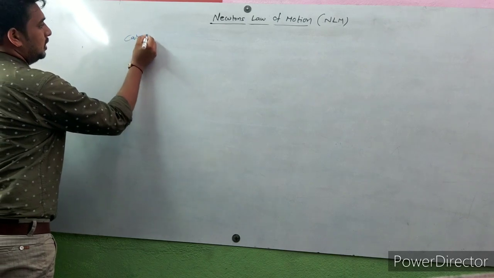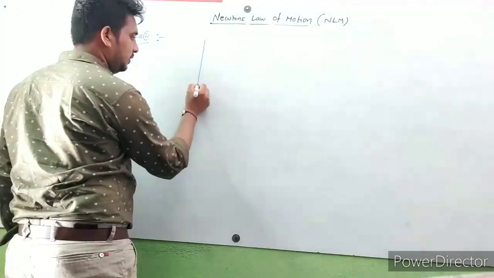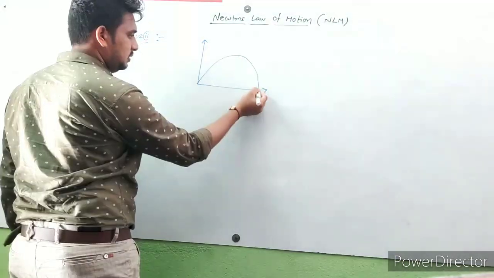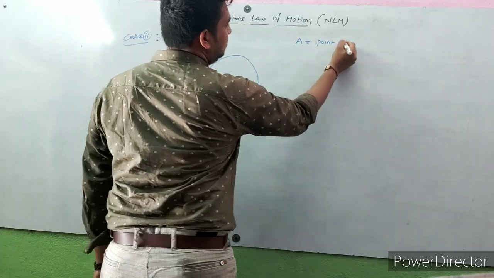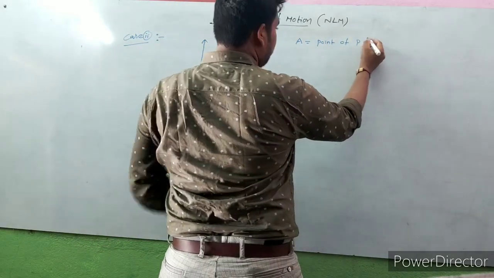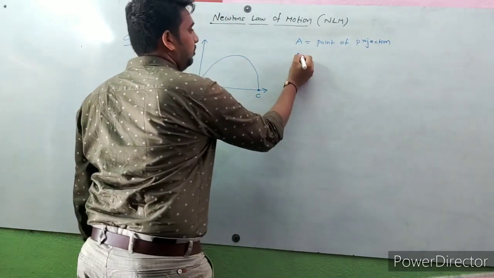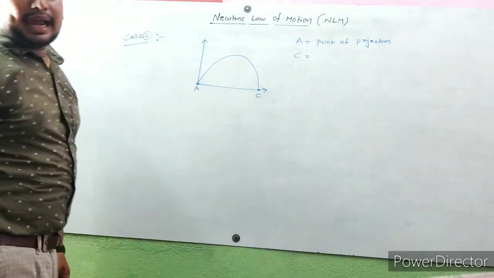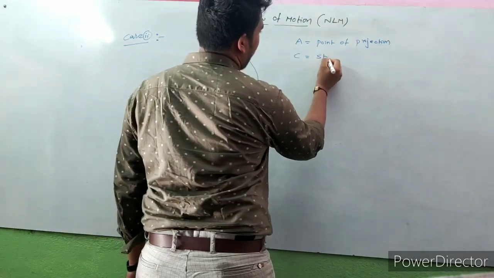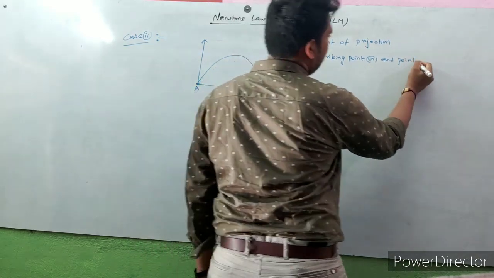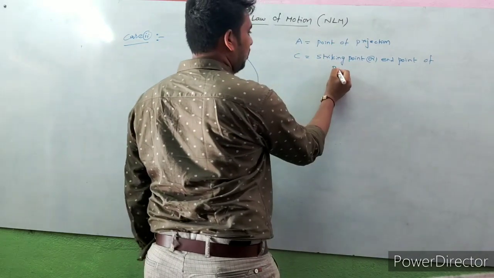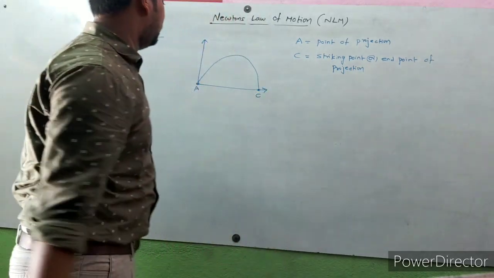Okay, observe carefully, case 2. So here in this case 2, this is point A, this is point C. Here A point is called point of projection, and C point is equal to striking point of projection or end point of projection.